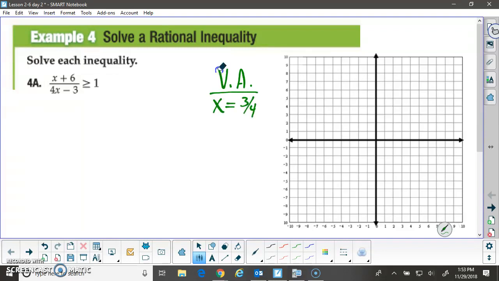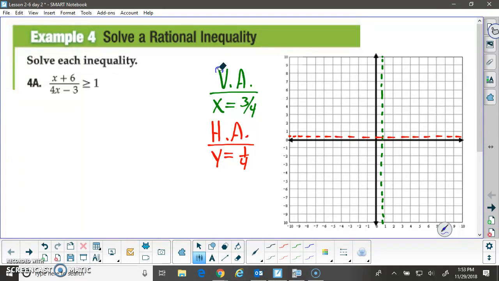So I'm going to put in a vertical asymptote at 3/4. The horizontal asymptote would have to be at y equals 1/4, and since the degree of the top and bottom are the same, we divide the leading coefficients, so 1x divided by 4x gives us 1/4. We'll put in that horizontal asymptote right there.